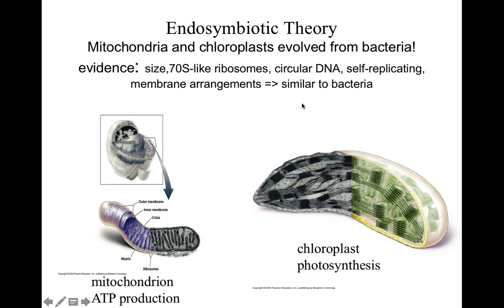And this is some of the evidence that supports endosymbiotic theory. So eukaryotic mitochondria and chloroplasts, this is really kind of cool. They have the correct size, the same size as bacteria. Very cool. Mitochondria and chloroplasts have 70S-like ribosomes, just like bacteria. Mitochondria and chloroplasts have circular self-replicating DNA, as if this was like a little primitive bacterial chromosome. And the membrane arrangements of mitochondria and chloroplasts support the hypothesis that at one time these were bacteria that lived inside of a primitive nucleated cell.